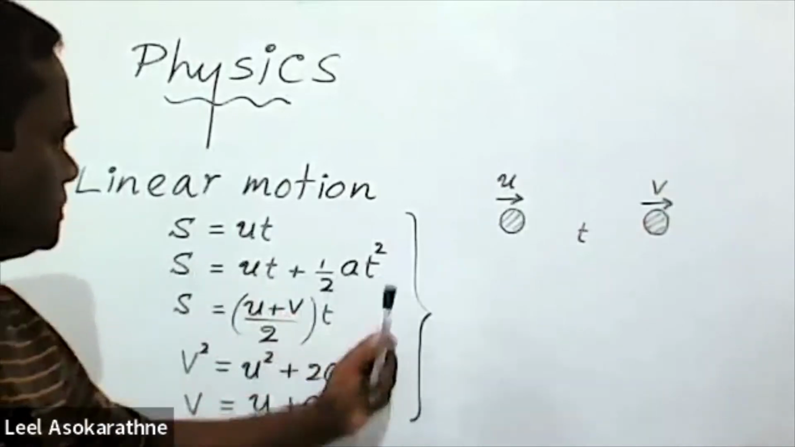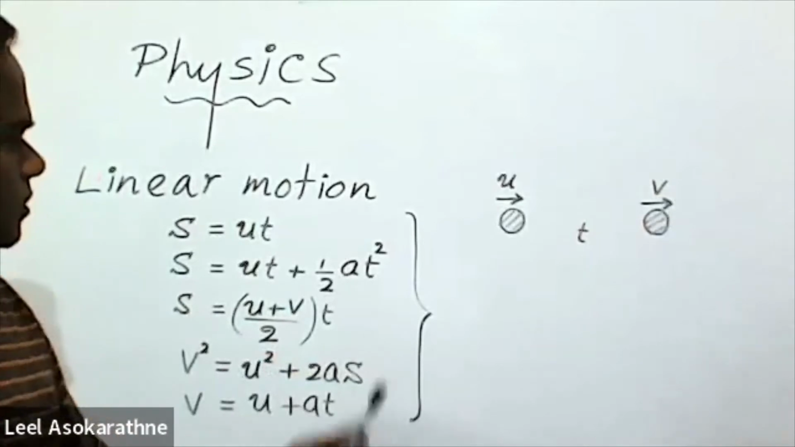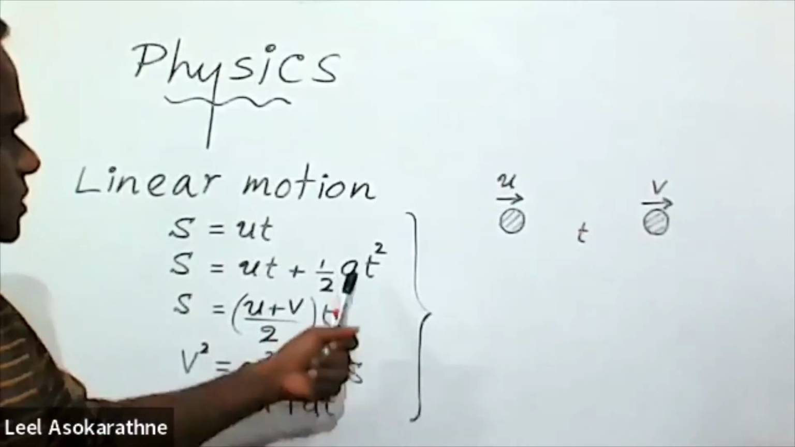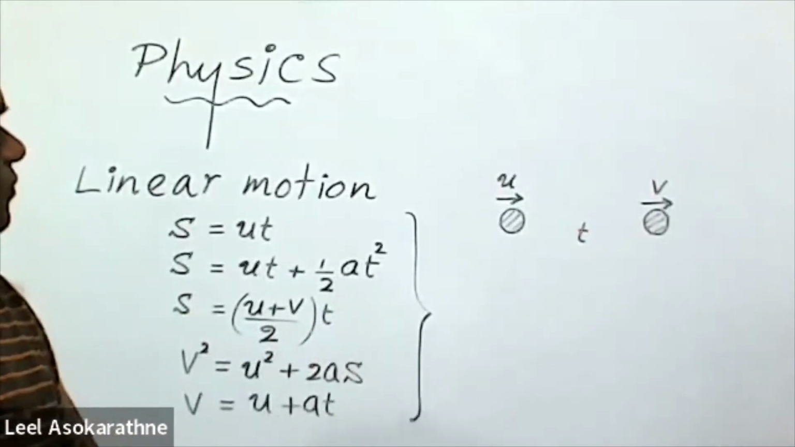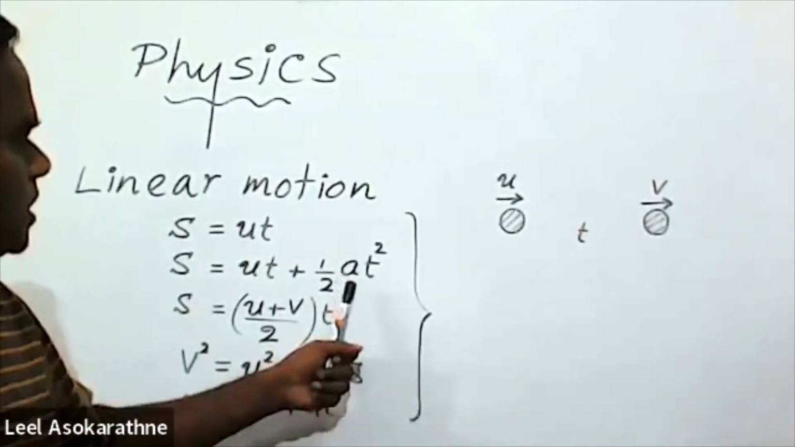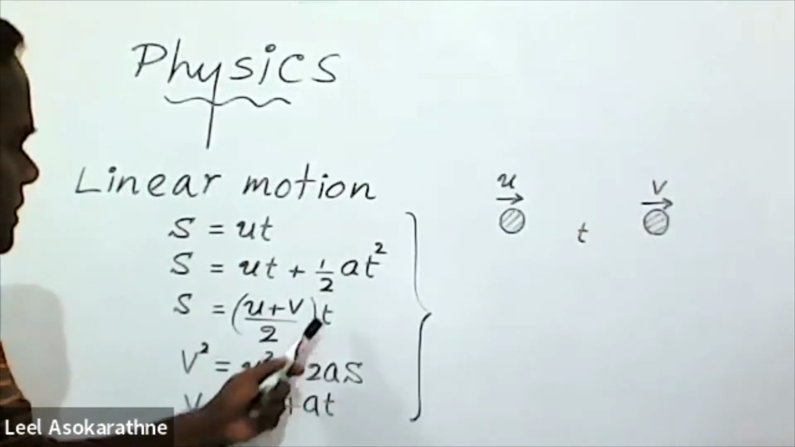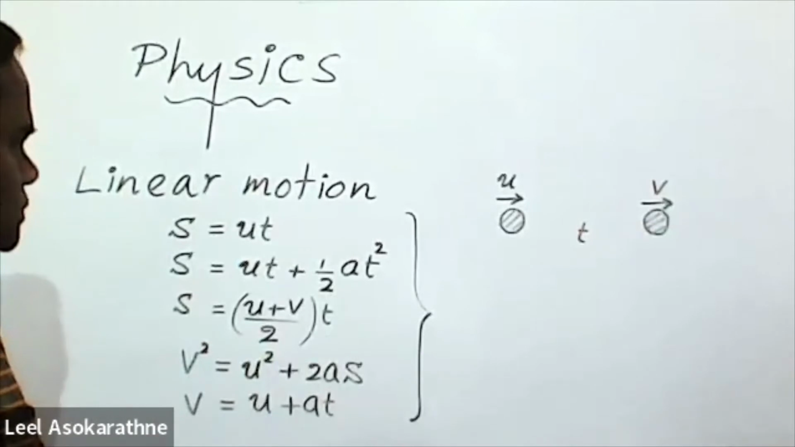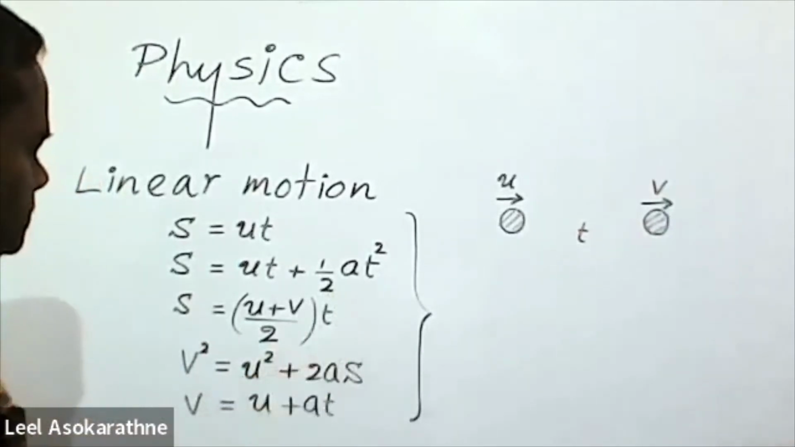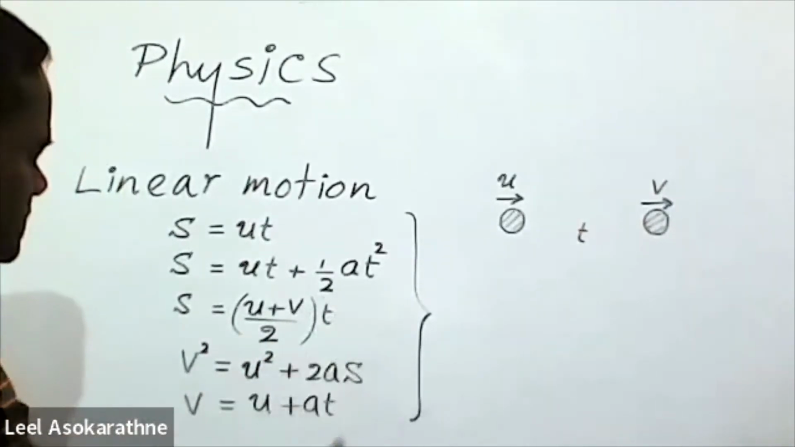We use the same equation, but when it is deceleration or retardation, if someone says deceleration is 5 meters per second squared, then we have to substitute minus 5. That's the difference. When you talk about time, there is no idea of negative time here. Therefore we always use only a positive value for t.